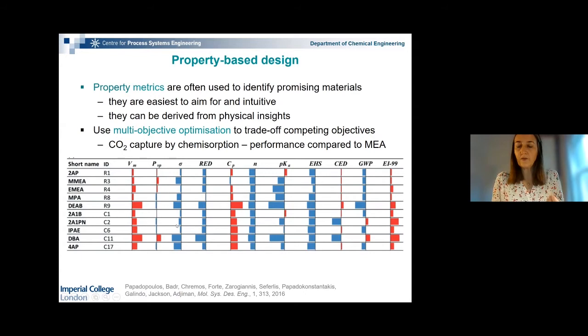And so you can take two properties that have an impact, for example, on the size of the absorber, the molar volume and the surface tension. And these seem to go in opposite directions. So it's difficult to say whether this solvent here, for example, would be better than MEA in terms of absorber size or worse than MEA, because we don't have that quantitative information. So there's a limit to what we can do with properties.